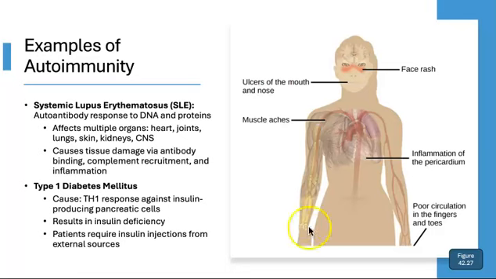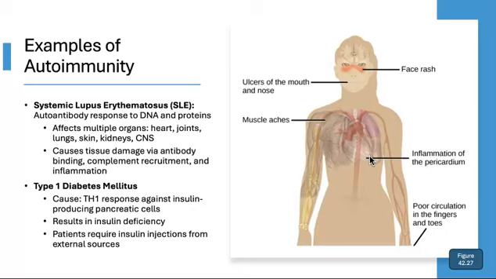So just some typical symptoms of lupus would be getting a facial rash. This is kind of known as the butterfly rash that appears, having mouth and nose ulcers, muscle aches, pericarditis, which is inflammation of the pericardium, that sac that surrounds the heart, and poor circulation in the fingers and toes.